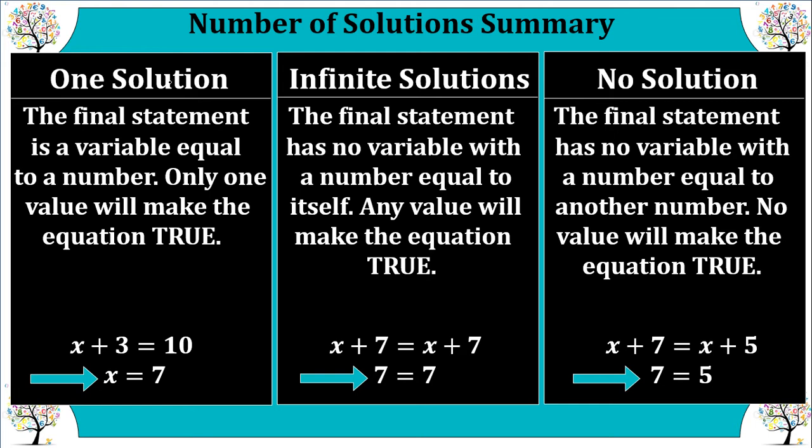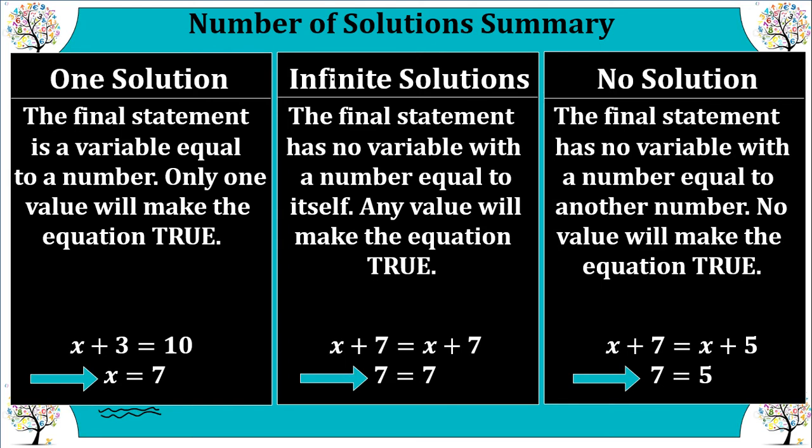So I encourage you to pause the video at this time and write down this chart. You can see that when you have one solution, like we're used to doing, we solve the equation and we end up with x equals some number. So when you get an ending statement such as x equals 7, this indicates there's exactly one solution. We know 7 plus 3 does equal 10.